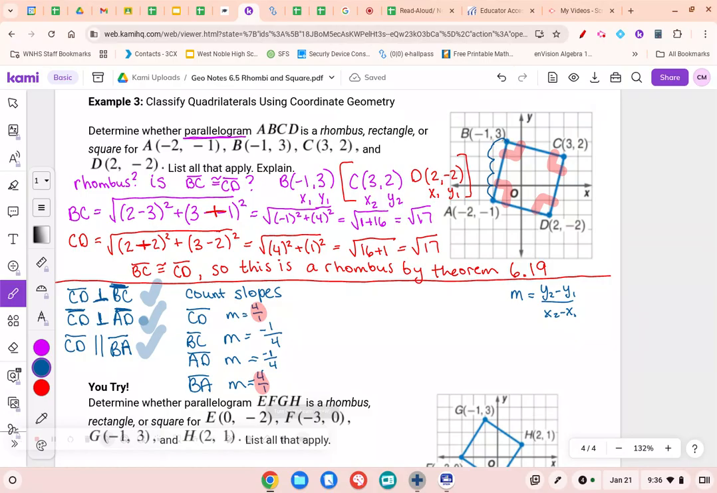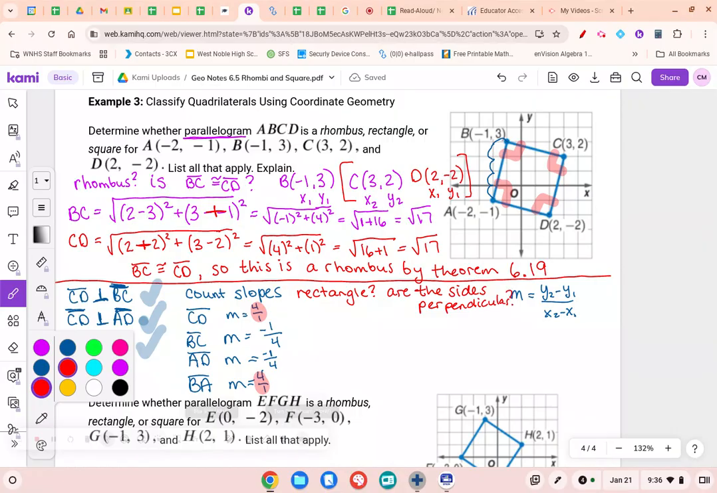So, I'm going to write a similar question as we had above. The question is rectangle. And what we're trying to answer are the sides perpendicular, and the answer to that is yes. By checking the slopes for perpendicular, we have a rectangle.